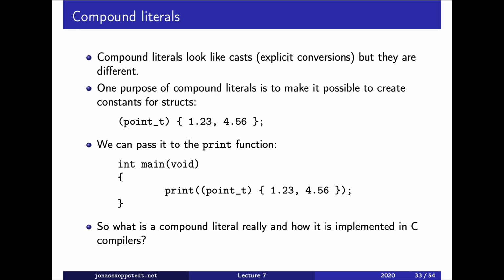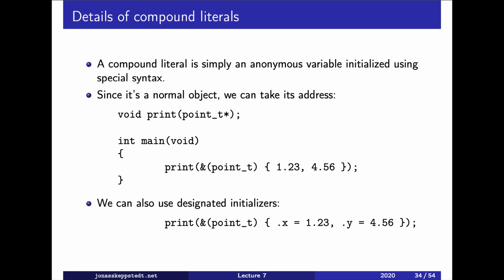And it's really easy to implement. It's just to ignore the name of this variable that has no name in the code, clearly. Okay, and since it's an anonymous variable, we can actually take its address. So say that the function that we had wanted a pointer to this point. What we can do then is to take the address of this compound literal and send that as a parameter.